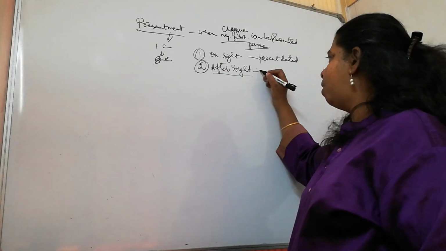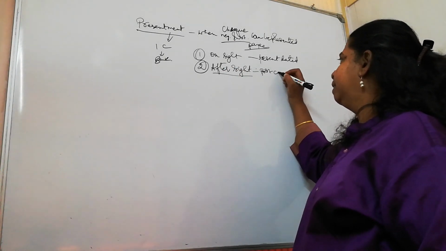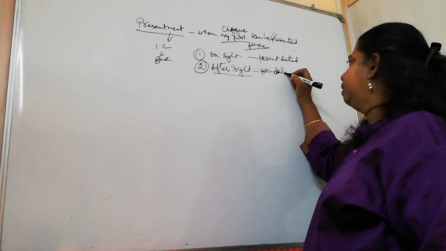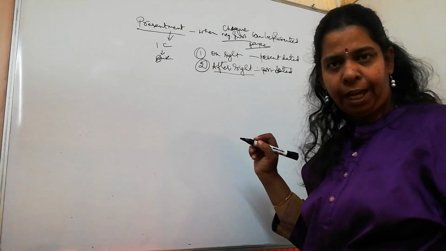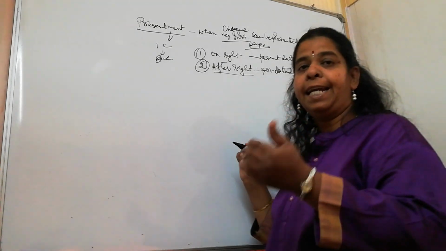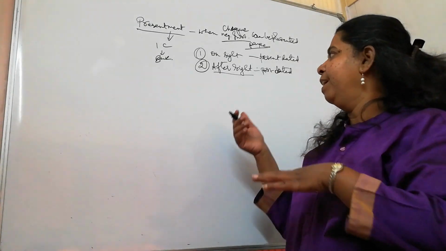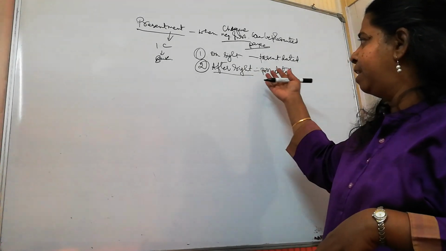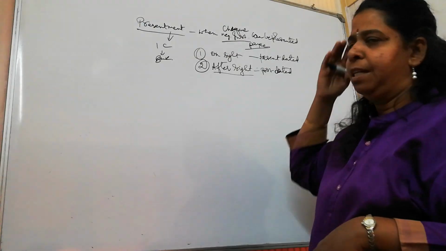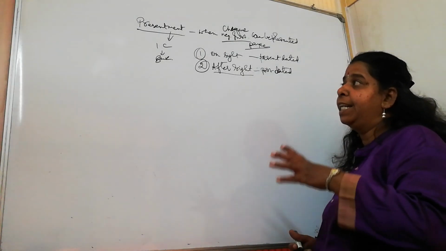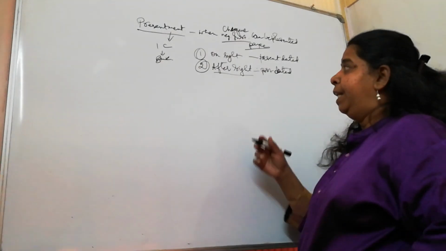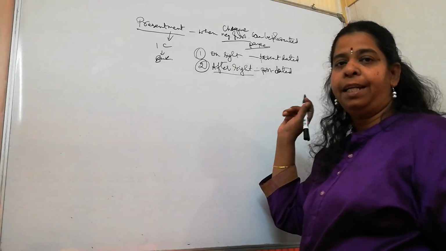After sight means what? Post-dated checks. I am giving the check today, but I have dated the check with some other date. It is a post-dated check. Okay. So after sight means post-dated check. On sight means present dated check. So when can a check be presented? It depends upon the date written on the check.